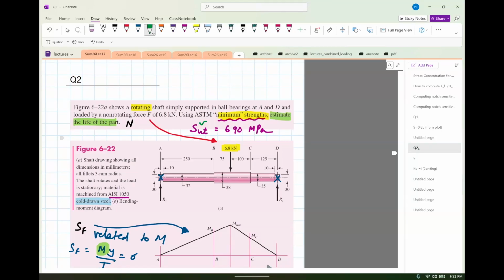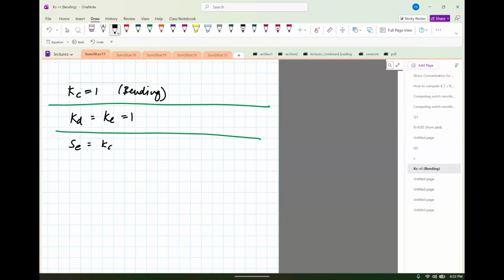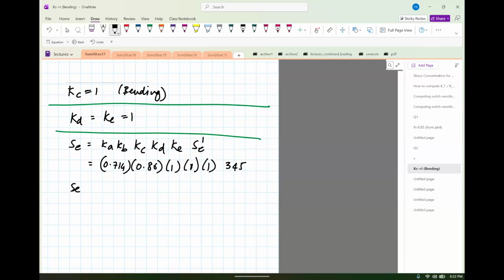And the last factor is the reliability factor. There's no mention of reliability here, so we'll assume Kd and Ke equal 1 in the absence of those factors. So Kd equals Ke equals 1. Okay, so we are set now to compute Se. Se is Ka, Kb, Kc, Kd, Ke, Se prime. Ka was 0.714, Kb is 0.86, Kc, Kd, Ke is 1, Se prime is 345, and so we get Se equals 220 megapascals.